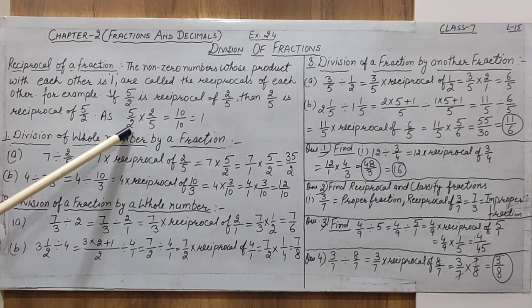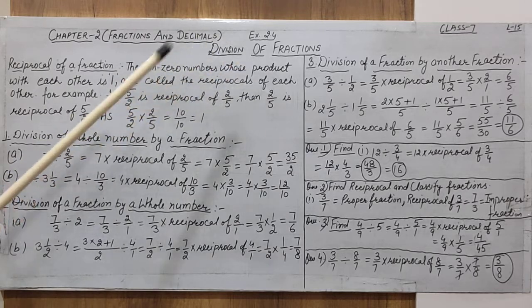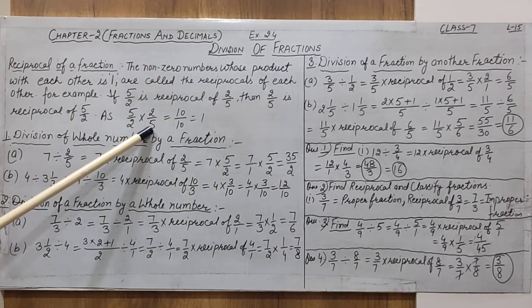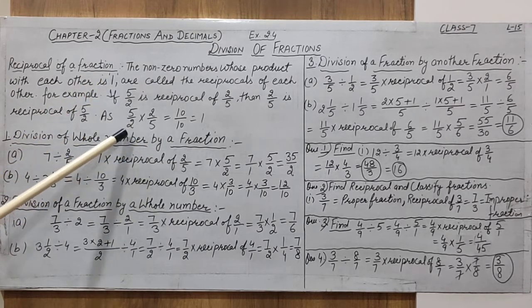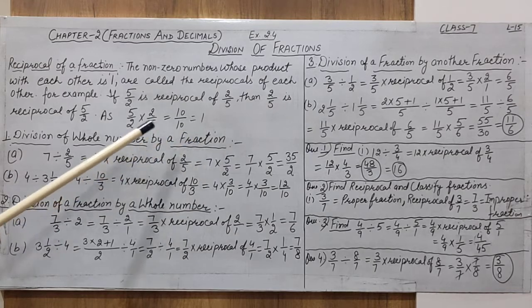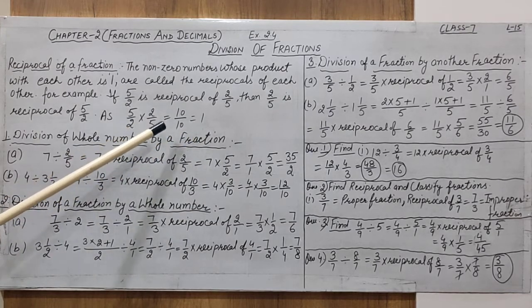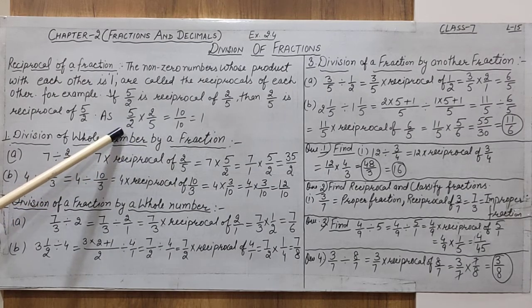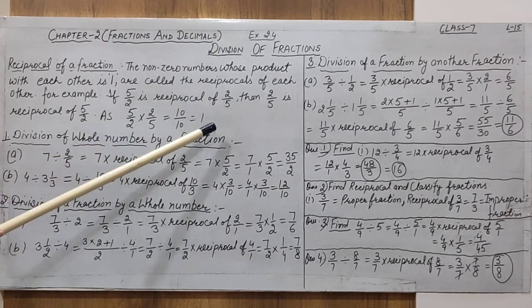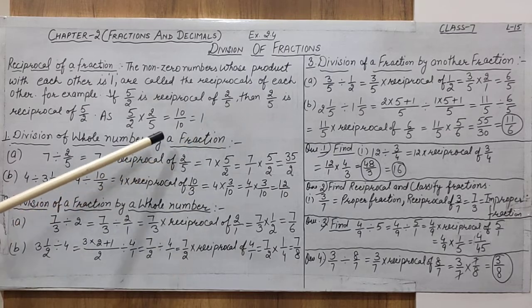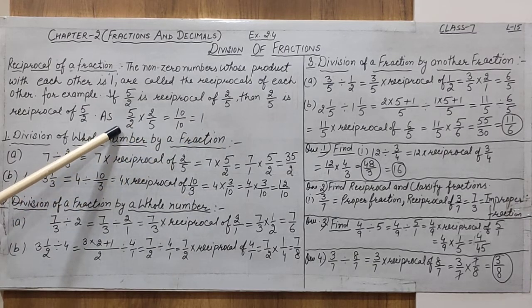These are two non-zero numbers whose product with each other is 1. Their product is 1. That's why 5 by 2 is the reciprocal of 2 by 5 and 2 by 5 is the reciprocal of 5 by 2. So what is the reciprocal of a fractional number? If a number multiplied with that fractional number gives the result 1, then that number is called the reciprocal of 5 by 2.